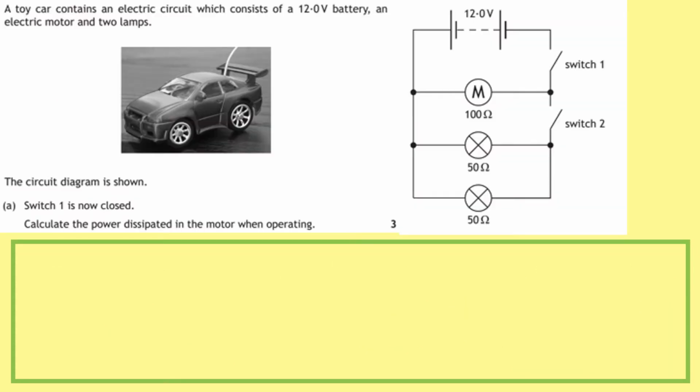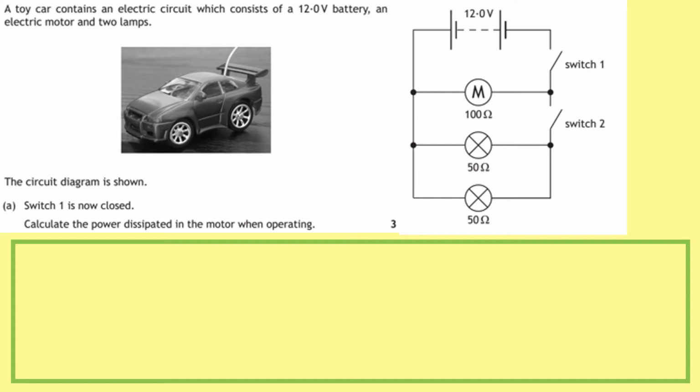Let's look at a different question. A toy car contains an electric circuit which consists of a 12-volt battery, an electric motor, and 2 lamps. The circuit diagram is shown on the right-hand side there. Part A. Switch 1 is now closed. Calculate the power dissipated in the motor when operating.